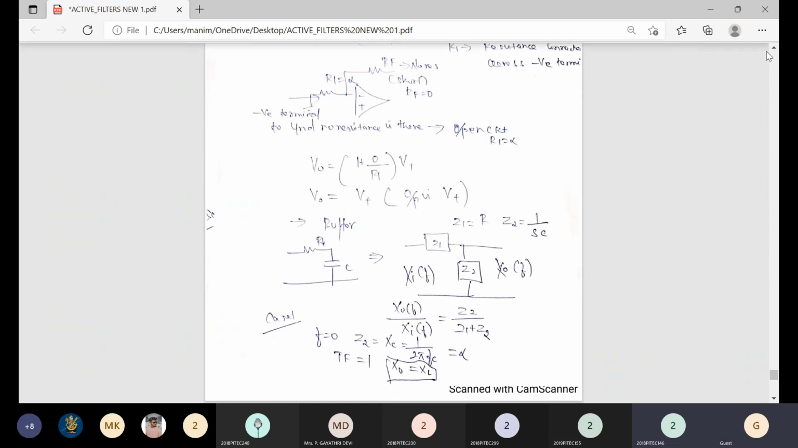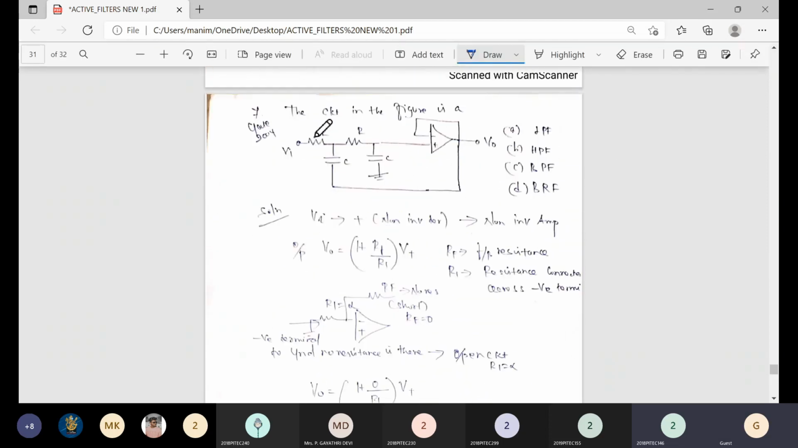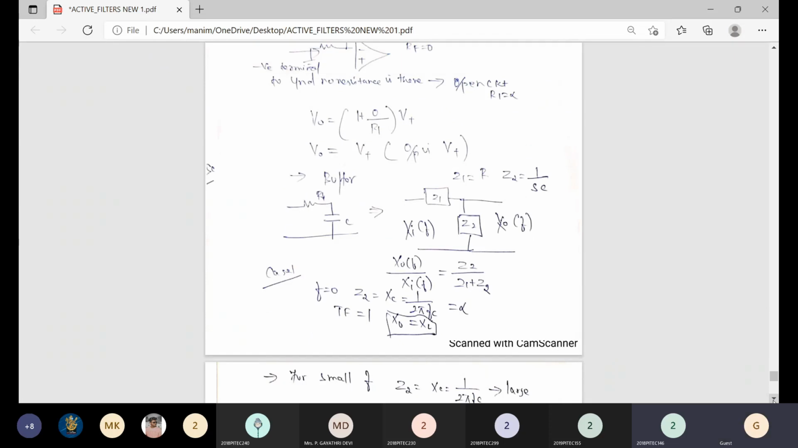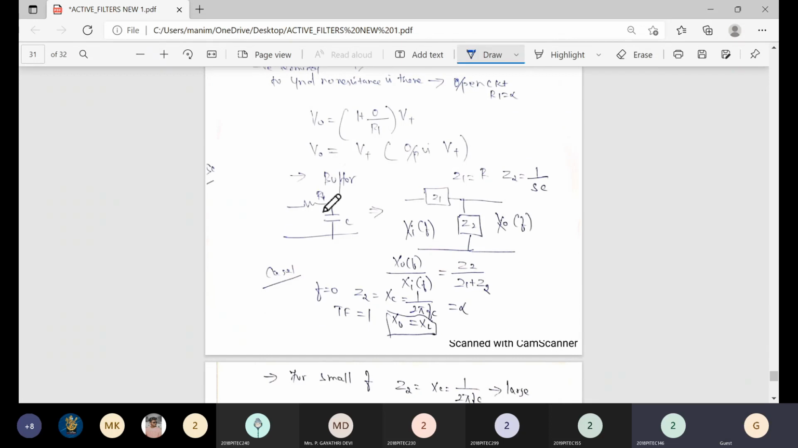So first we consider one RC. First this RC circuit, right? The filter RC, this circuit, this RC. Now analyze the frequency response of this, the frequency response of the filter. Here we consider one RC.